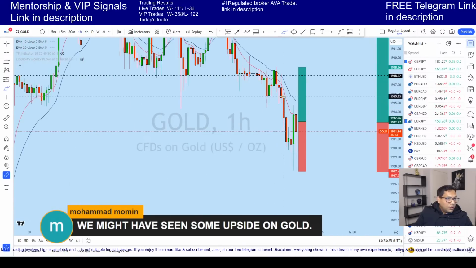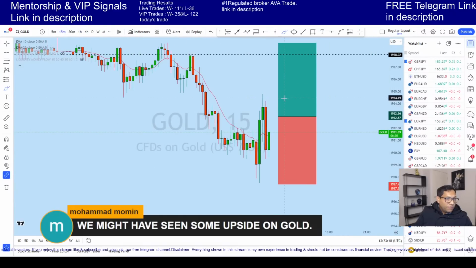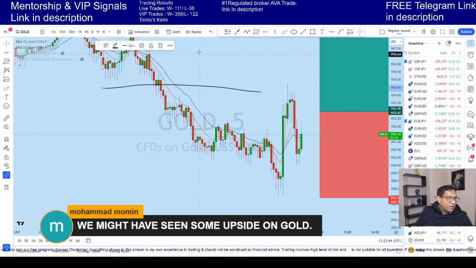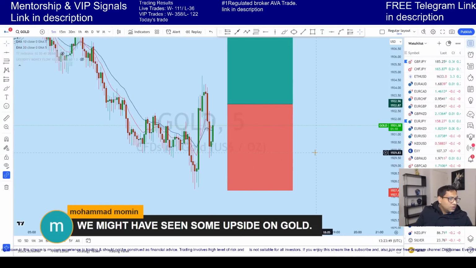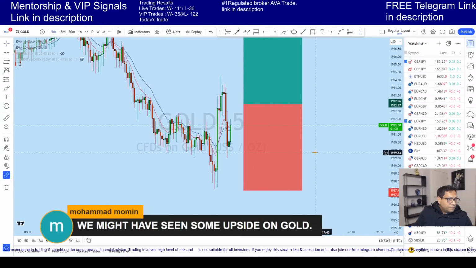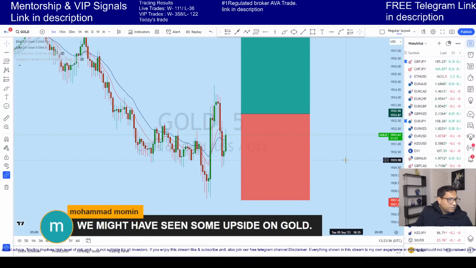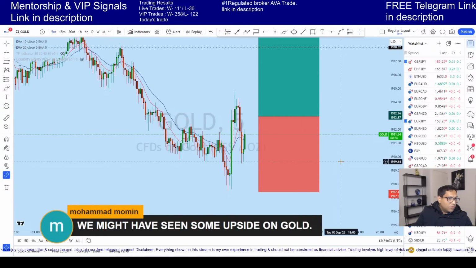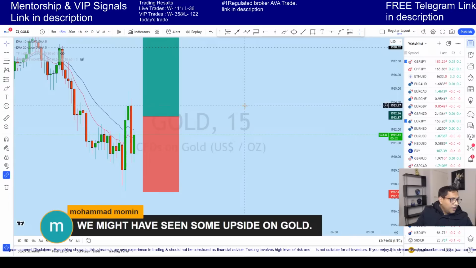Now if we look from 15 minutes and lower time frame, we can see that the market is in fact moving in that direction. So it is probability for a bounce up. I see that it's pushing high.